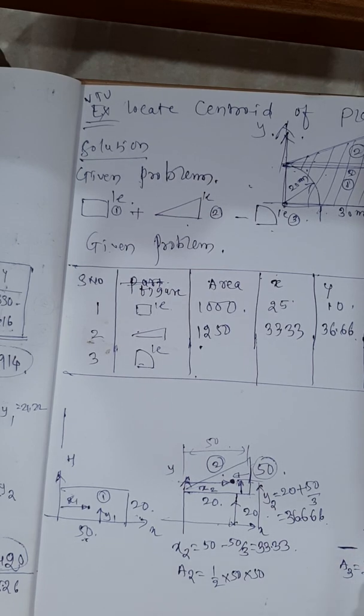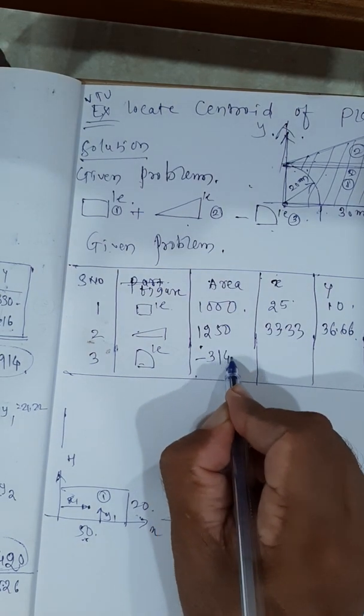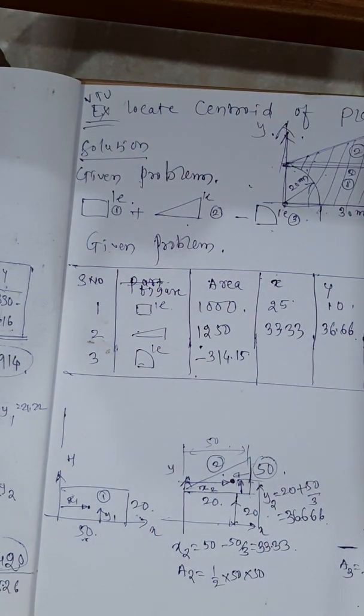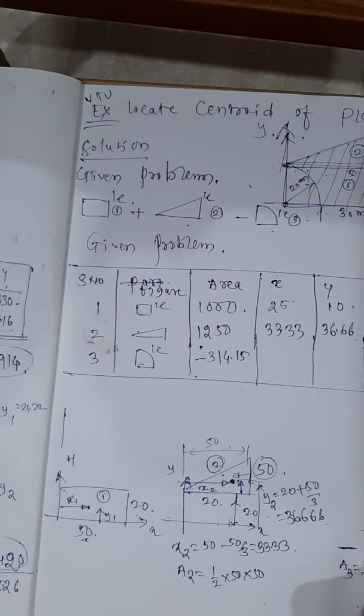It is a quarter circle. A3 is equal to 20 square divided by 4 into pi, which is equal to 314.15 with negative sign. A3 is equal to minus 314.15. Right? Then you go for x3. From here you are measuring the value of x3. It is 4r by 3 pi, 4r divided by 3 pi. Like that, y3 you are measuring from here. Again it is 4r divided by 3 pi.